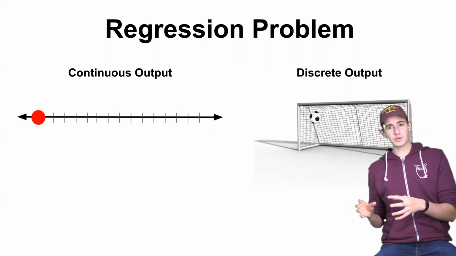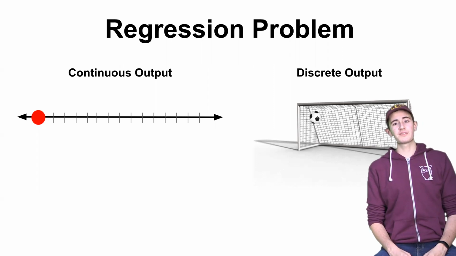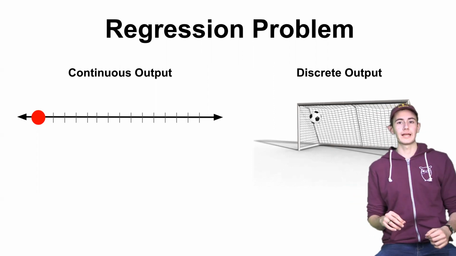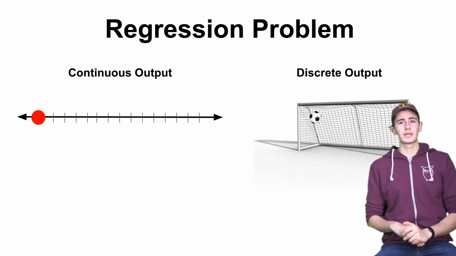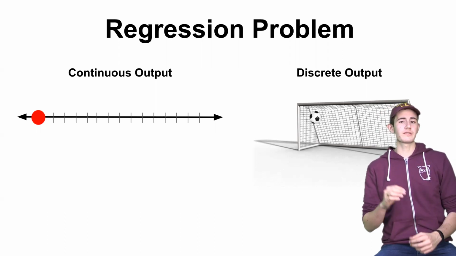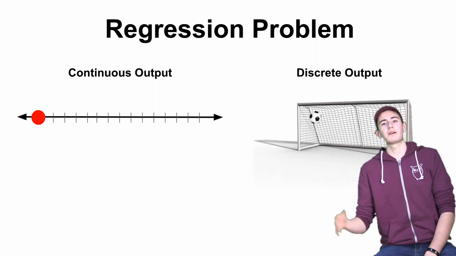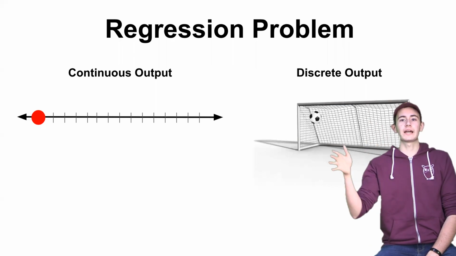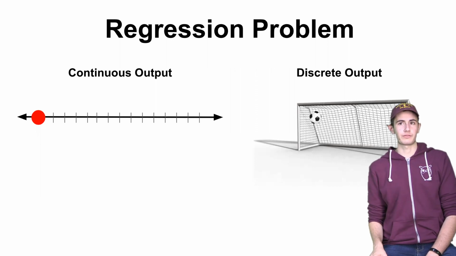And classification problems have discrete outputs. An example of a discrete output might be Lionel Messi scored 1 goal. Lionel Messi scored 2 goals, 3 goals, 4 goals. But Lionel Messi cannot score 4.25 goals or 3.7525 goals. It is a discrete finite output. The output does not exist within some kind of range.